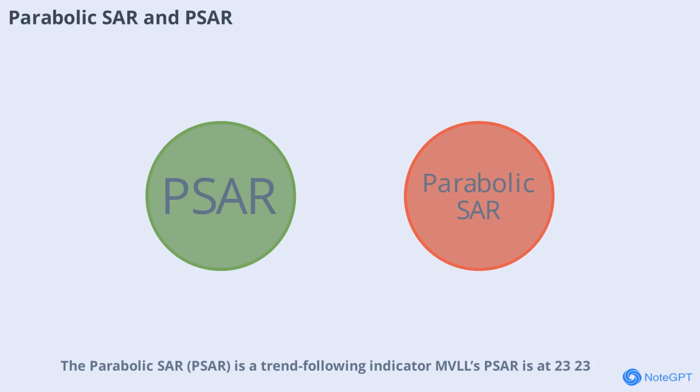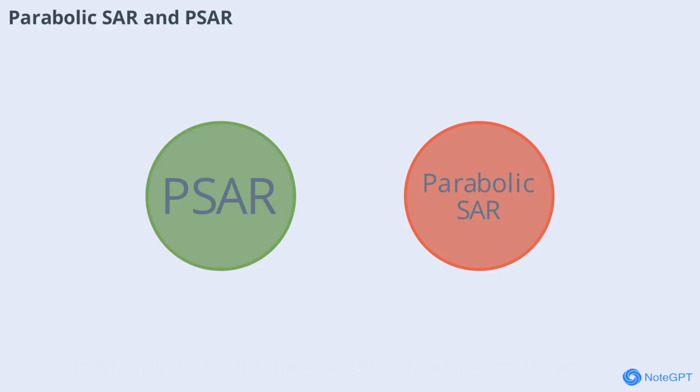Parabolic SAR, or PSAR, is a trend-following indicator. MVLL's PSAR is at 23.23, just above the current price. This suggests that the stock is in a short-term downtrend, but a move above this level could signal a reversal. Traders often use PSAR as a dynamic stop-loss or to confirm trend changes.